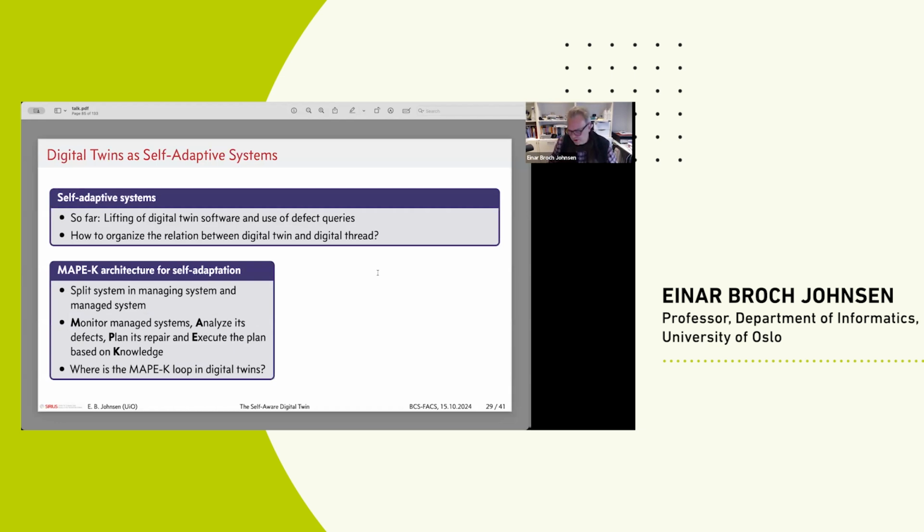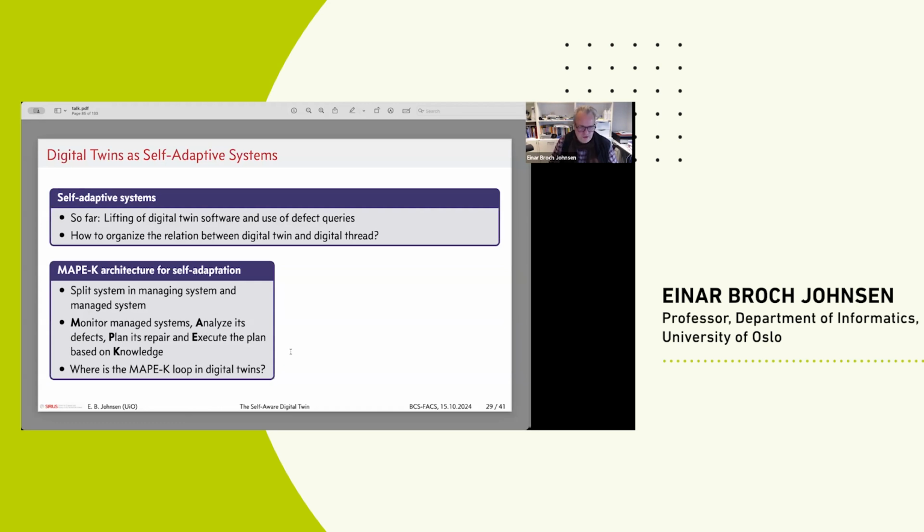And in particular, we are working with this MAPE-K architecture that might be familiar to some of you, which is a reference architecture for self-adaptation, where the idea is that we split the system into a managed layer and a managing layer. And then the managing layer will have a monitor, which is monitoring what's going on in the managed system, an analysis component, which looks for defects, a planning component, which decides how to repair, and then an execute component, which is doing the actual reconfiguration.